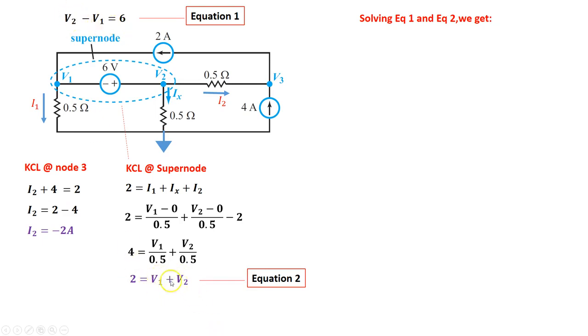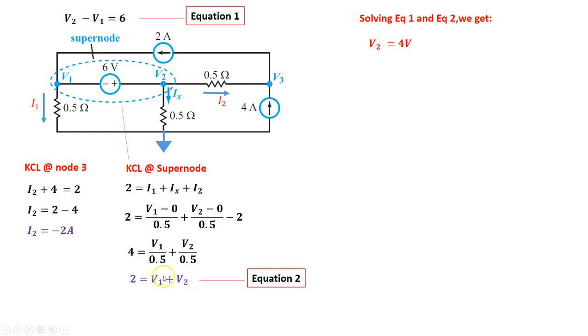So if I add this equation and this equation, I basically get 2V2 equals 8. In other words, V2 equals 4 volts. So I can solve V2 equals 4 volts without using MATLAB, a calculator, or anything. So V2 is 4 volts. So that means 4 minus V1 equals 6. In other words, V1 is equal to negative 2 volts.